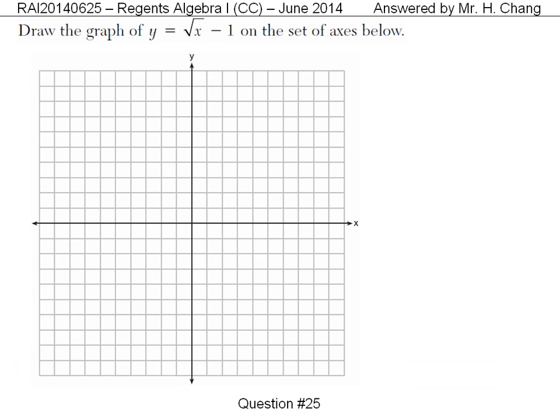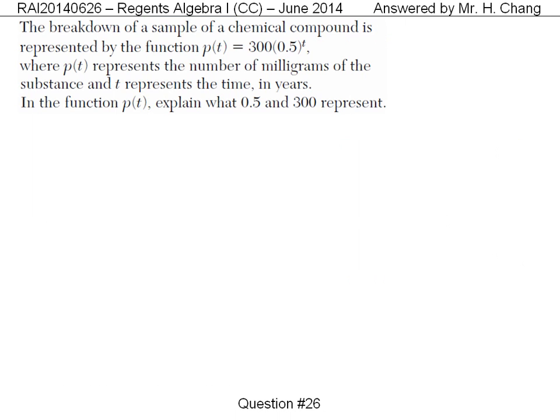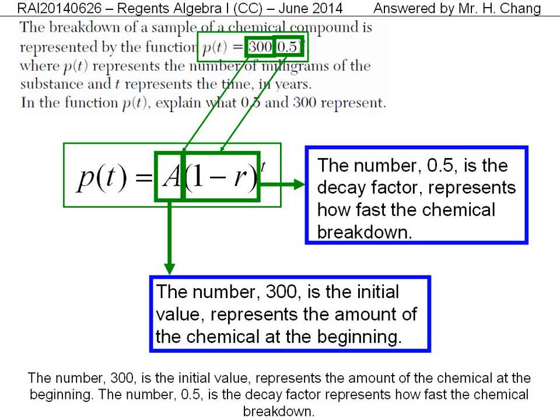Question number 25. Use the calculator to form a table, then plot the graph. Remember to draw an arrow at the right and the dot at the left. Question number 26. The number 300 is the initial value, represents the amount of the chemical at the beginning. The number 0.5 is the decay factor, represents how fast the chemical breaks down.